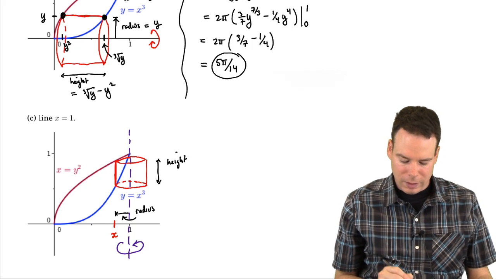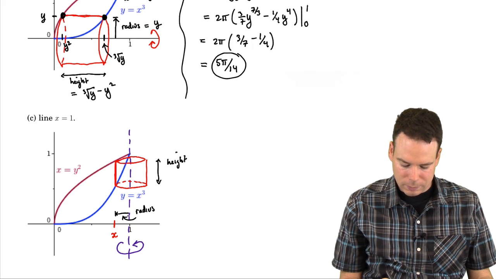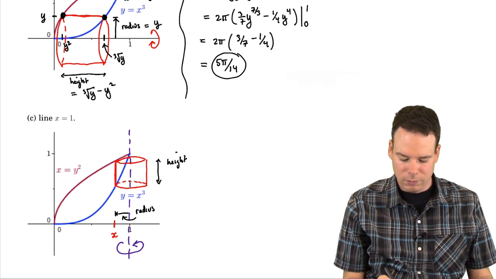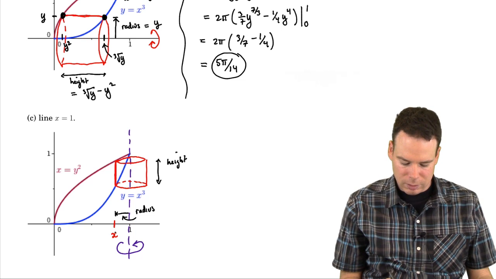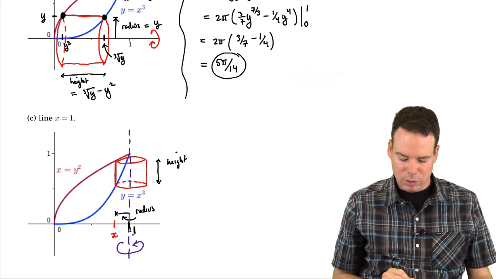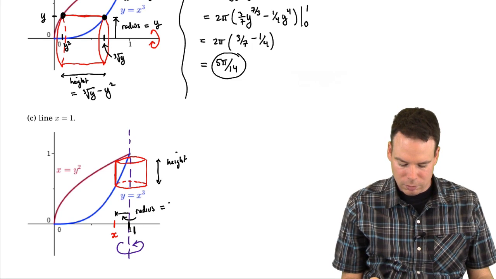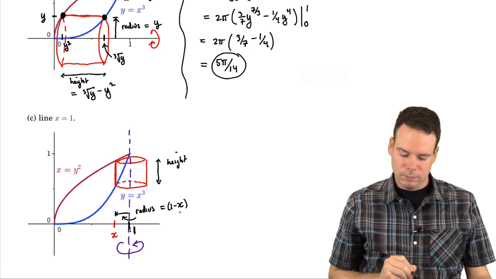Height in terms of x, radius in terms of x. What's our radius? Well, the radius is the distance from this vertical line segment to the axis of rotation. The vertical line segment's at position x. The axis of rotation is at position 1, so the radius is going to be 1 minus x.